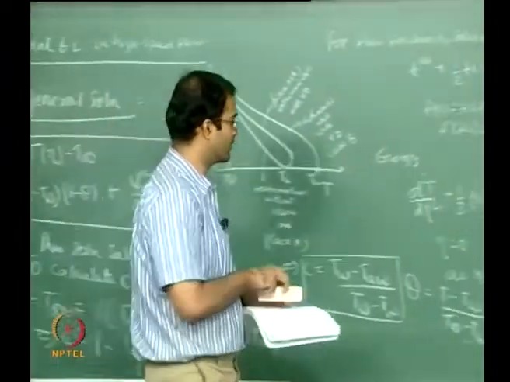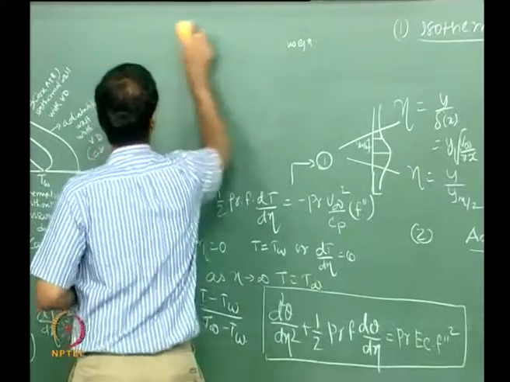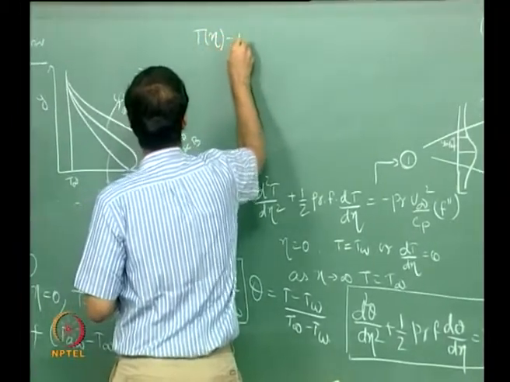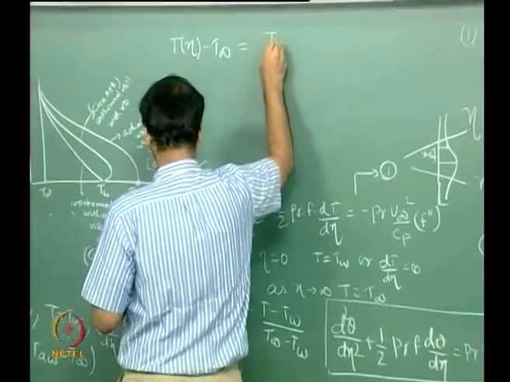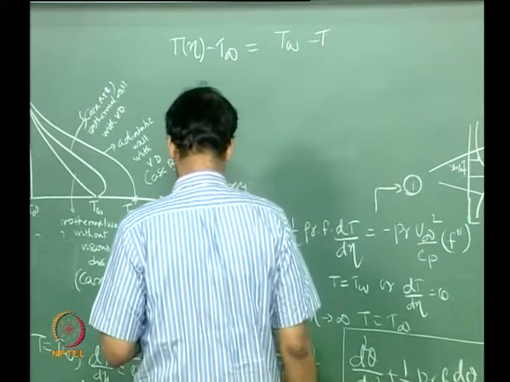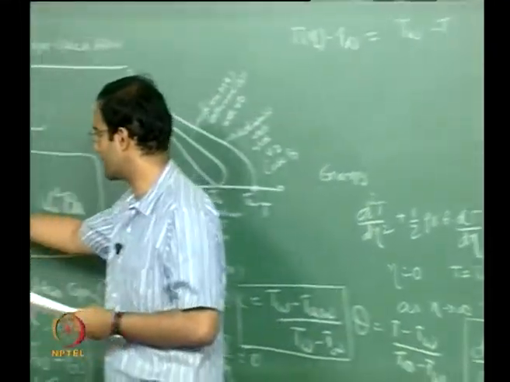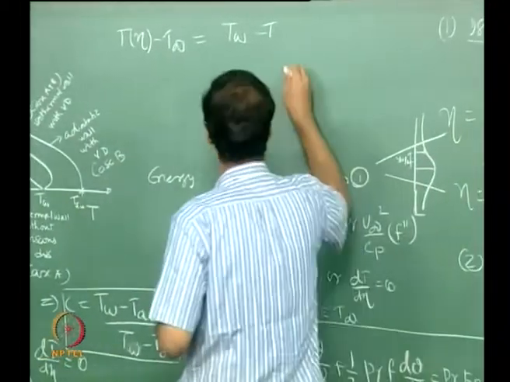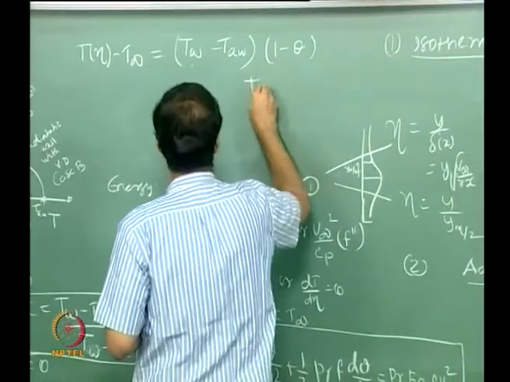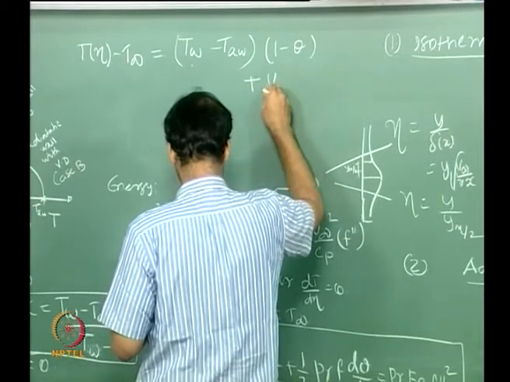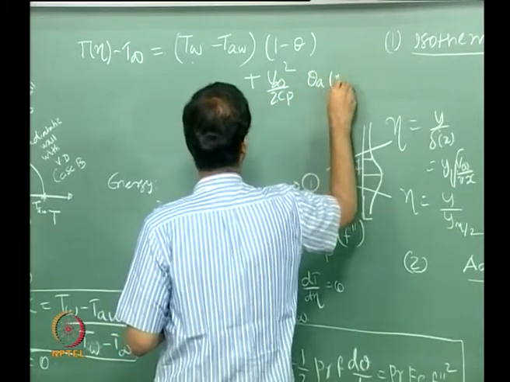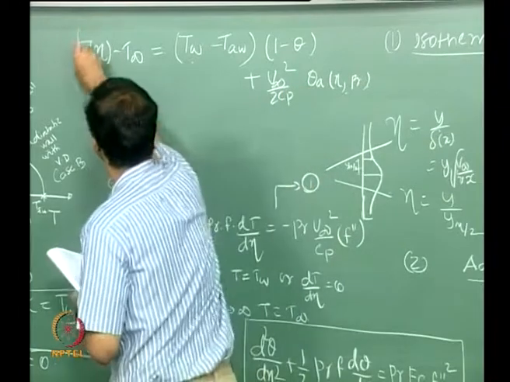So therefore I can write my final solution: T of eta minus T infinity equal to T wall minus, so T wall minus T infinity cancels when I substitute this, so it will be T wall minus T adiabatic wall into 1 minus theta, plus, I can still retain this as u infinity square by 2 Cp into theta a as a function of eta and Prandtl number. So this is my final solution.